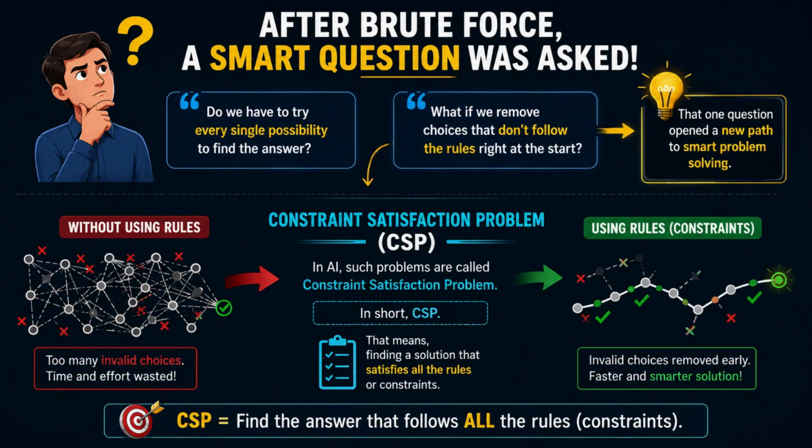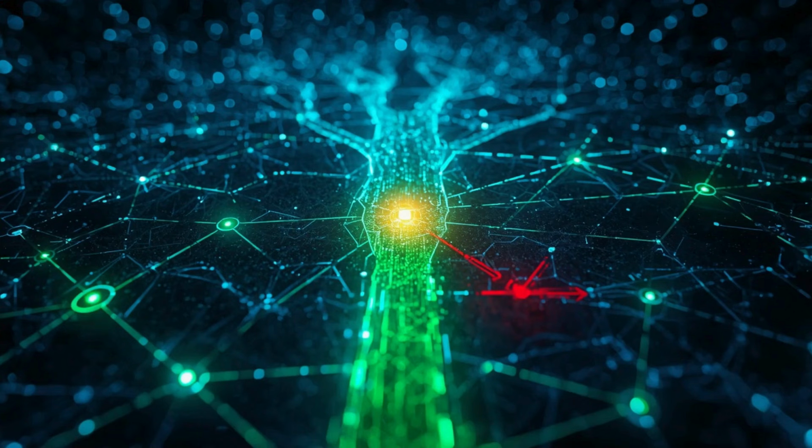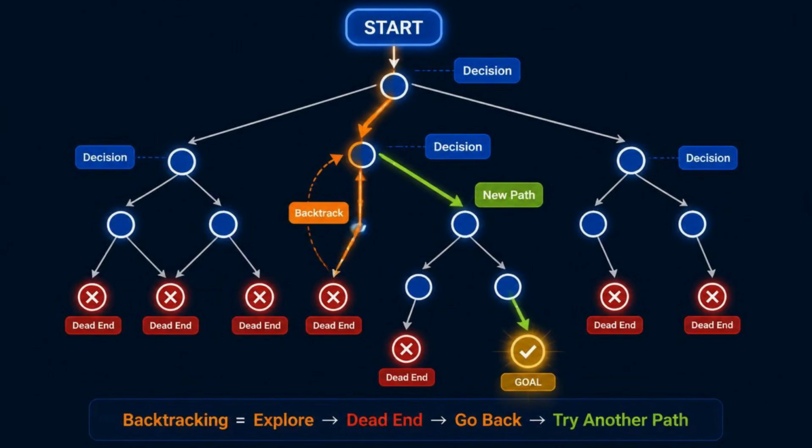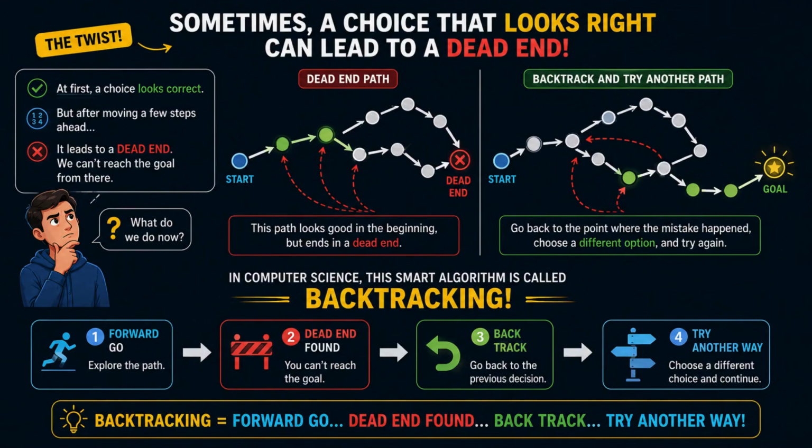But there is another twist. Sometimes a choice looks perfectly correct, but a few steps later, you realize you have reached a dead end. There is no way to reach the goal anymore. So, what do you do? You go back to the point where things went wrong. Undo your last choice and try a different path. In computer science, this smart technique is called backtracking.